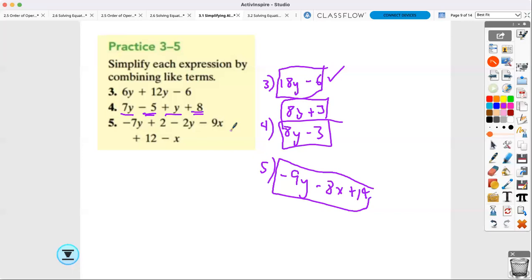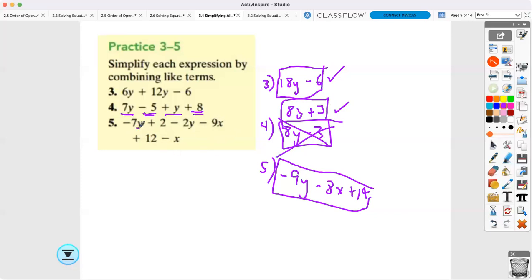I know the answer. This is just a practice for y'all to understand this. So is it plus 3 or minus 3? Plus 3. Now 5. We have negative 9y minus 8x plus 14.